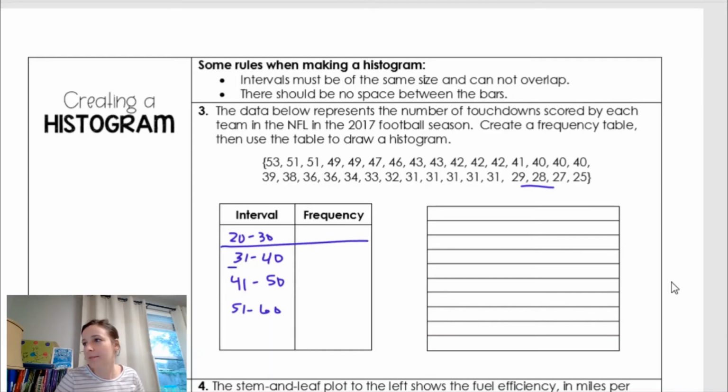But now we can make our frequencies, okay? So let's count up how many are between 20 and 30. So here's 1, 2, 3, 4, and I believe that's all of them. So I have 4 here, okay? 31 through 40. Let's see, I'm liking all these colors here, so let's do another one. 1, 2, 3, 4, 5, 6, 7, 8, 9, 10, 11, 12, 13, 14, 15. 15 here. 41 through 50.